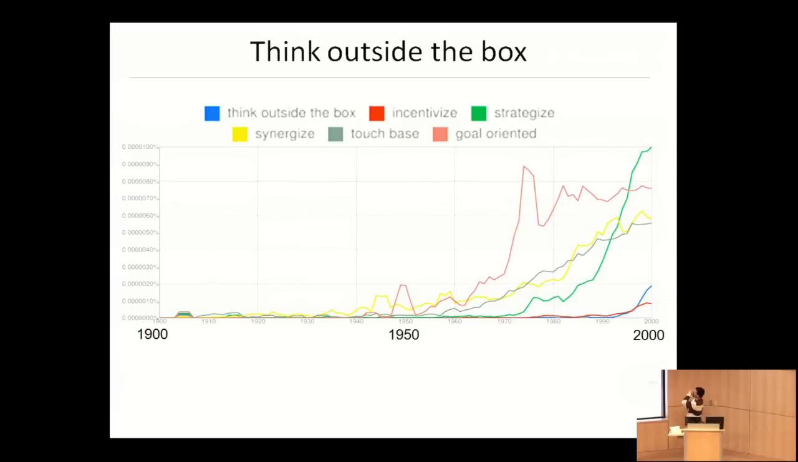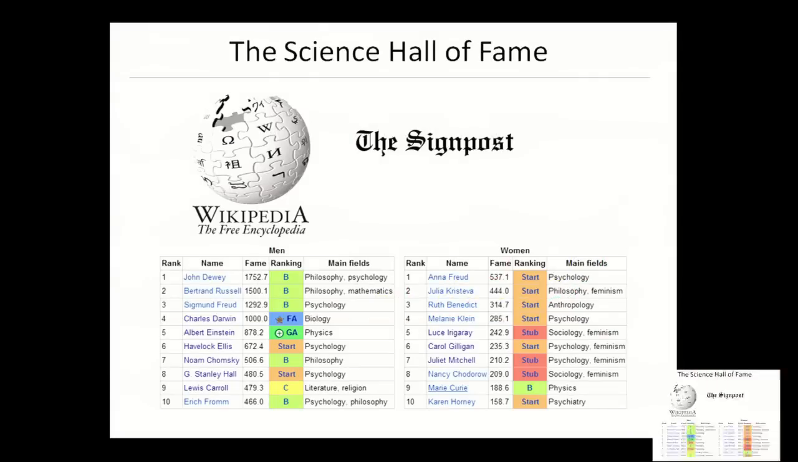People have been using this like crazy. So here's a marketer. He said, look, we need to think outside the box. We need to incentivize and strategize so we can synergize and touch base in a goal-oriented way about all the different things that the Ngrams viewer can do for us.